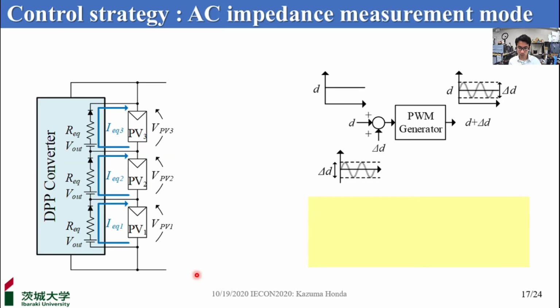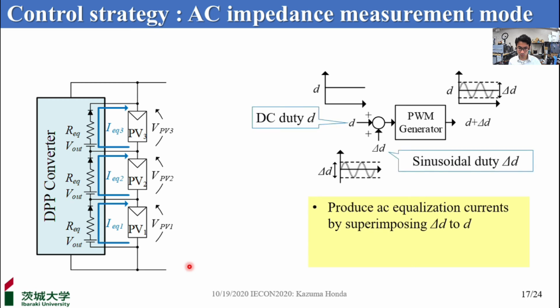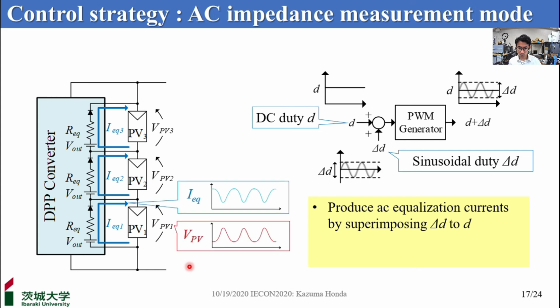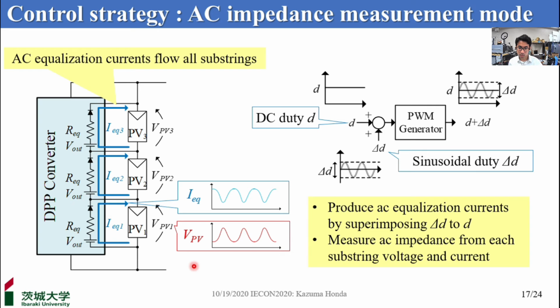Next, for electrical diagnosis using the DPP converter, the duty cycle D is sinusoidally perturbed so that delta D is superimposed on D in order to produce AC equalization currents to each substring. AC impedance is determined from the voltage responses to the supplied AC current to the substring. In this mode, AC equalization current is supplied for all substrings.